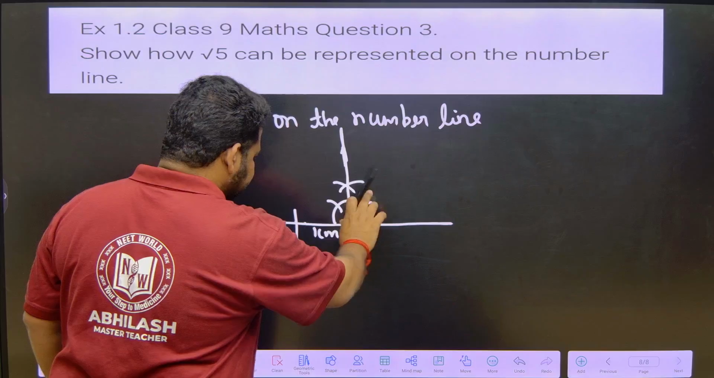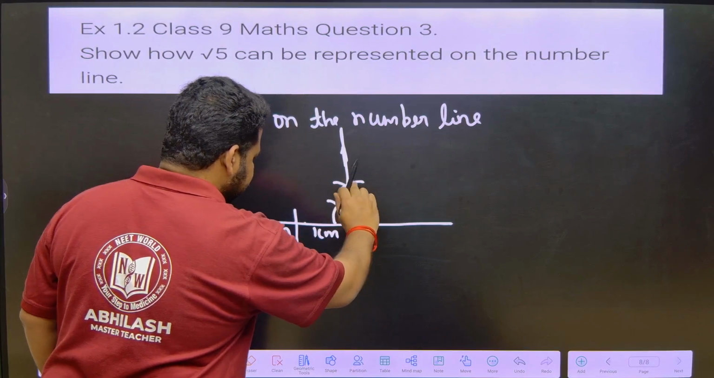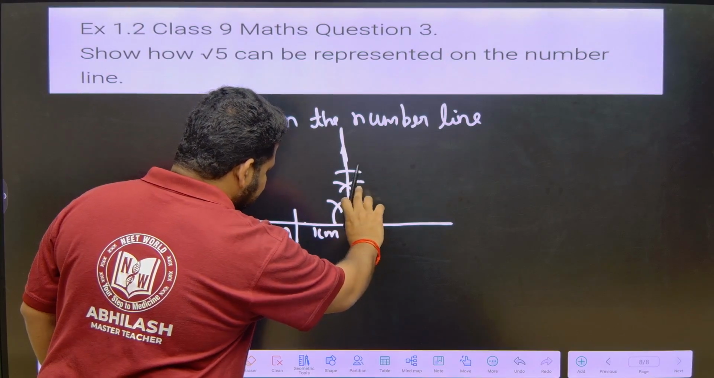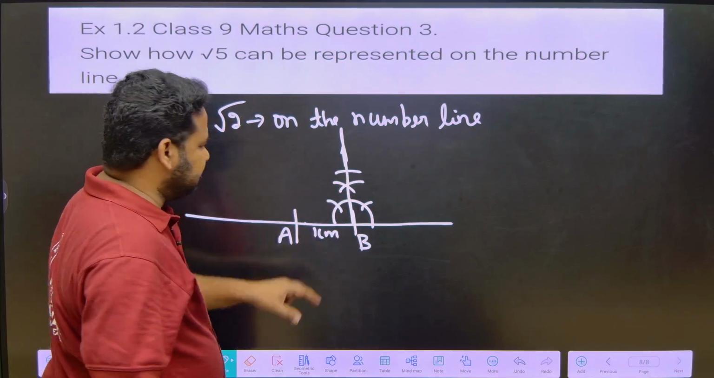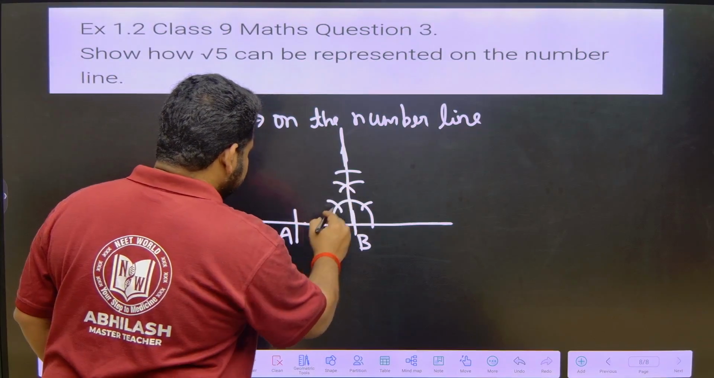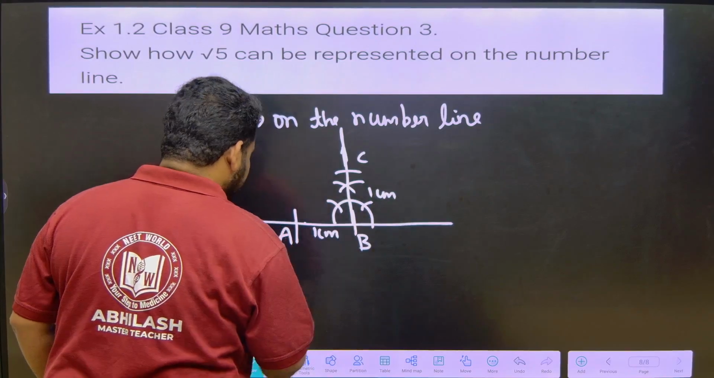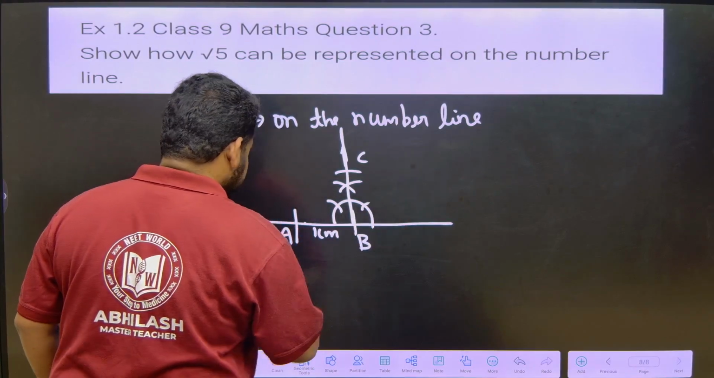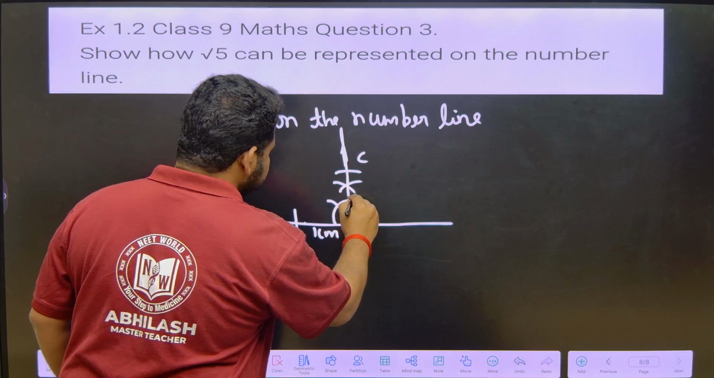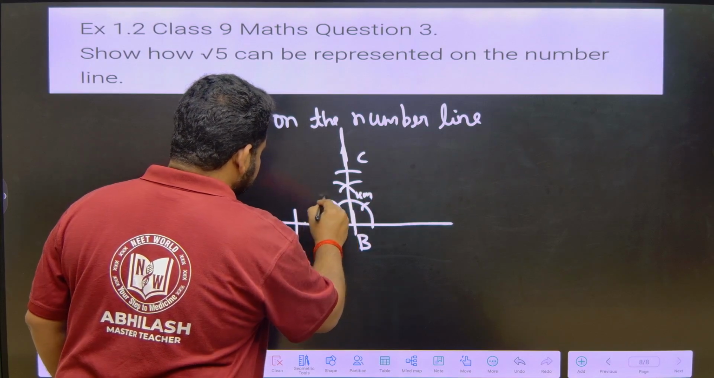Now keep the compass here, measure 1 centimeter, and draw an arc of 1 centimeter. So this is 1 centimeter. Let this be point C. This will also be 1 centimeter. Now join this AC.